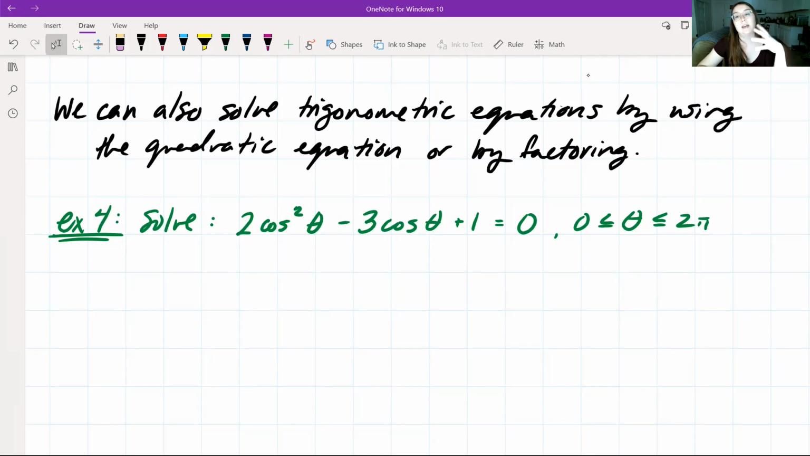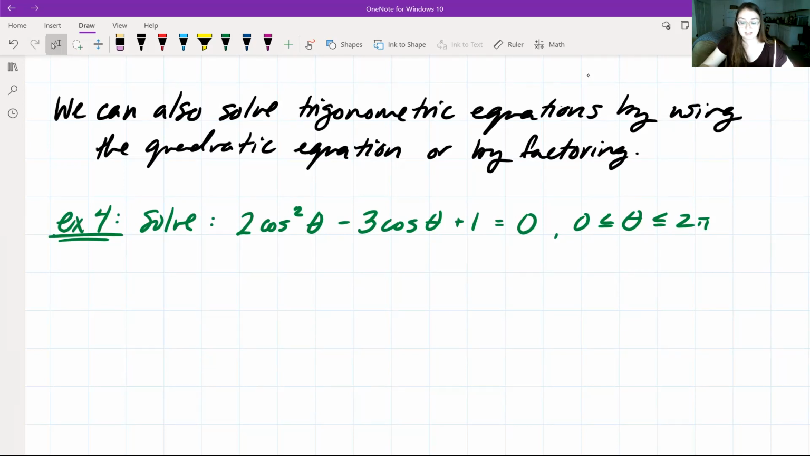If we look at this equation, we know that we can always use the quadratic equation. But factoring is a lot easier and it's a lot cleaner. So we want to always see if we can use factoring. Our first item here is cosine squared of theta. It has a 2 in front of it. Our middle term is a negative 3 cosine of theta, and our last term is a positive 1.